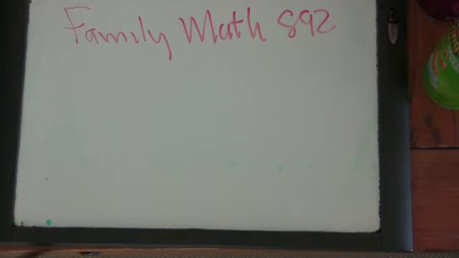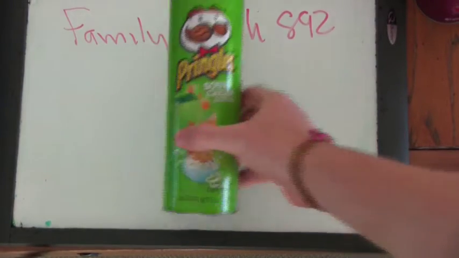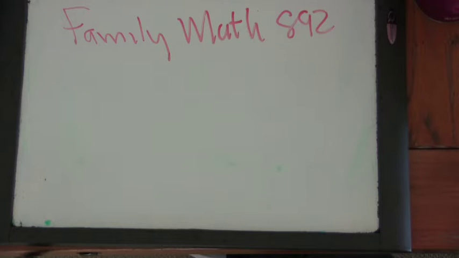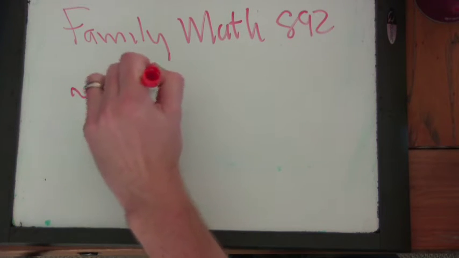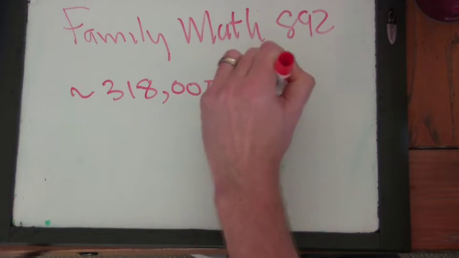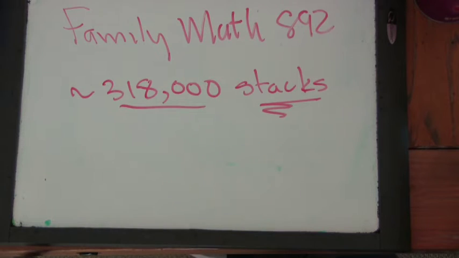FamilyMath892. So today we're going to do a fun project relating to Pringles. During the Super Bowl, Pringles ran a commercial. Do you remember what they said on that commercial? Something along the lines of there were 318,000 ways to arrange a stack of Pringles. 318,000 stacks. My 318 might be slightly off, but yeah, they did that commercial.